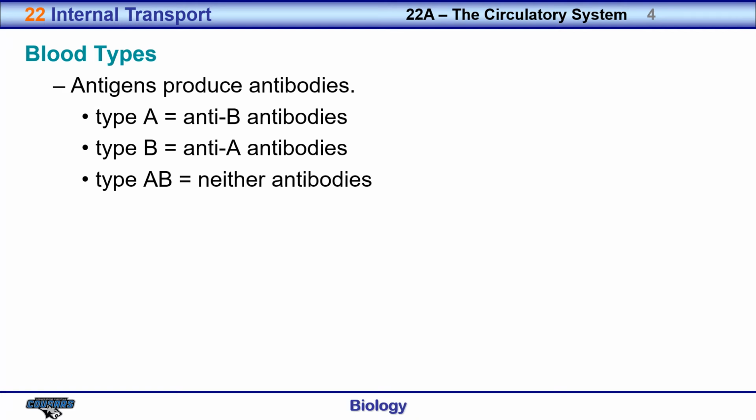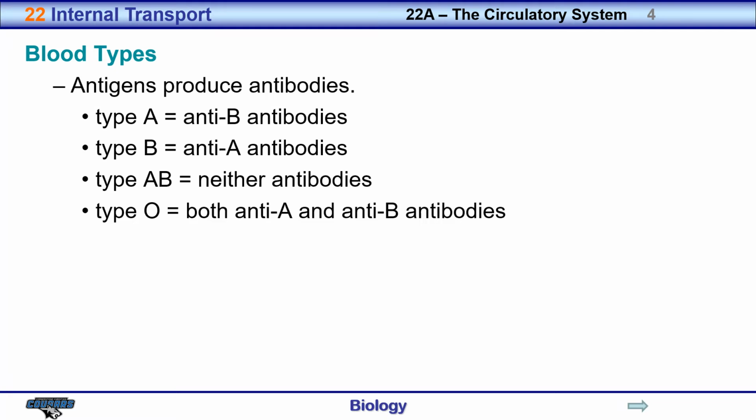Now, if you have blood type AB, you have both the A antigen and the B antigen, and so neither of those is foreign to you. So a person with type AB blood will not produce any antibodies. There won't be any anti-A or anti-B. If you are blood type O and you have neither A nor B antigens, then both of those antigens are foreign to you, and so you will produce both anti-A and anti-B antibodies.